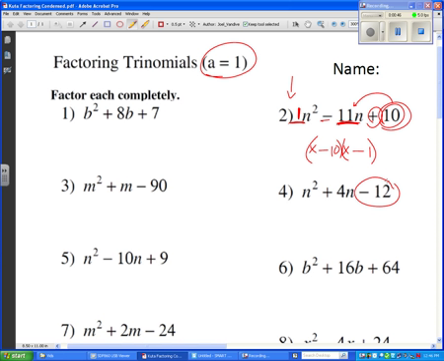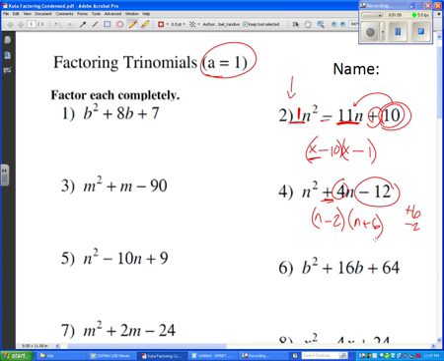What two numbers multiply to get negative 12 and add to get 4? Now if they multiply to get a negative and add to get a positive, then the bigger one has to be positive and the smaller one has to be negative. So let's see, 6 and 2 look pretty good. The bigger one has to be positive, so it's simply n minus 2 times n plus 6.